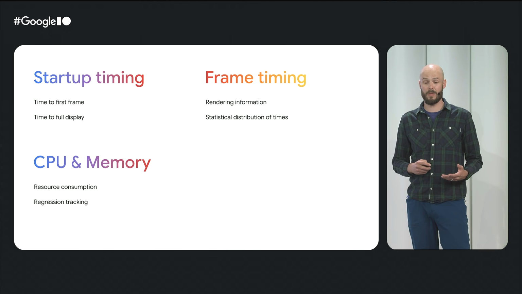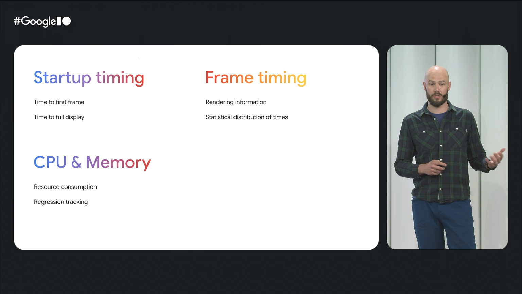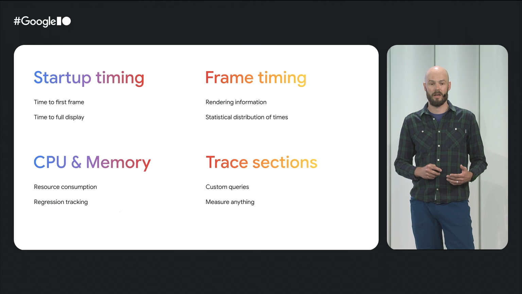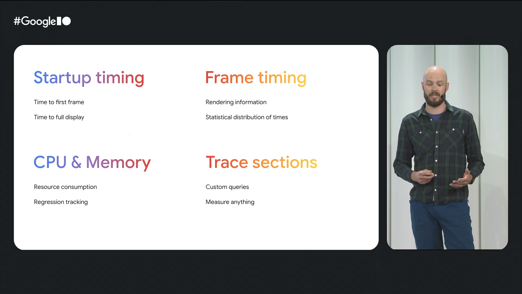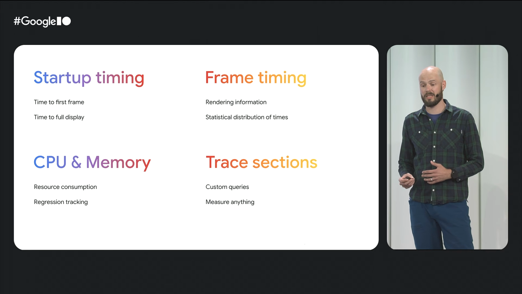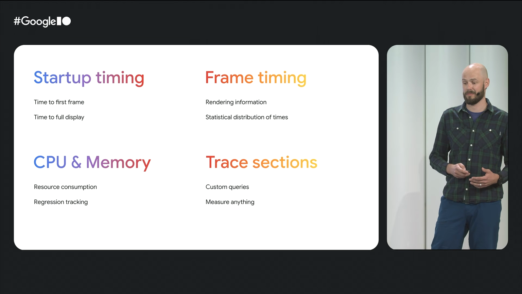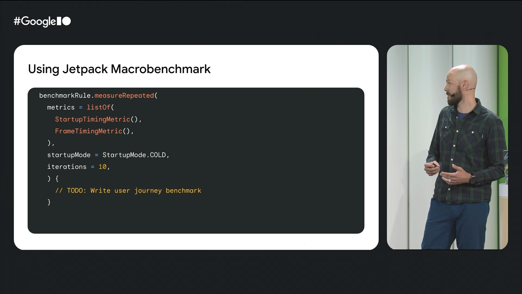There's also CPU time and memory metrics. They show how resource-hungry an app is. These are particularly useful when taken in a historical context and help you to spot regressions in that area early on. We also have a trace section metric. This allows you to query all the data from a trace and allows you to surface anything from within those traces. Jetpack Macrobenchmark offers a lot more metrics, and you can check those out in the developer guide. But let's take a look at how to use Jetpack Macrobenchmark.